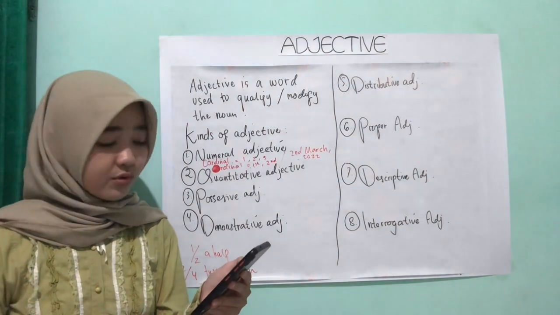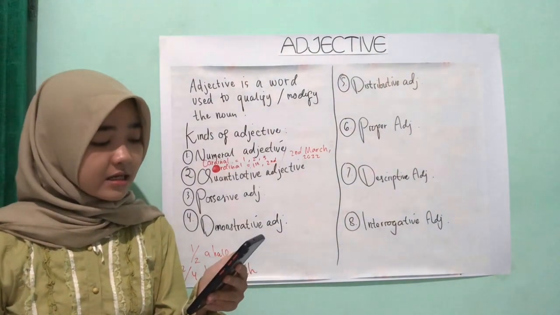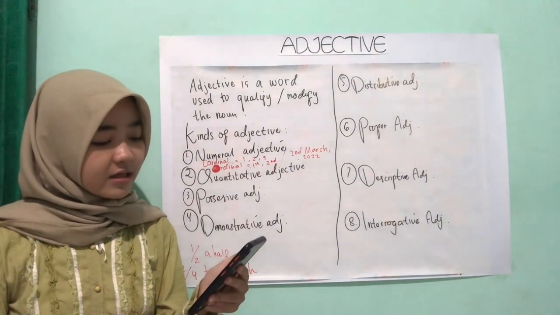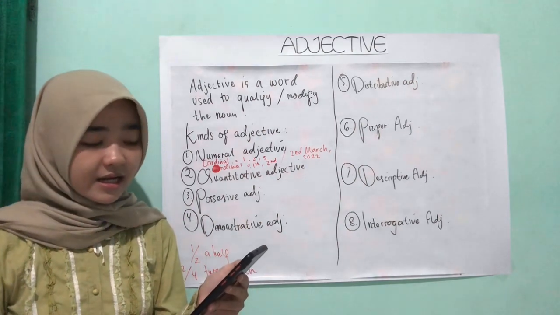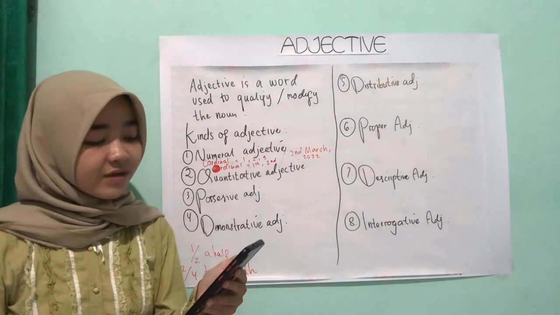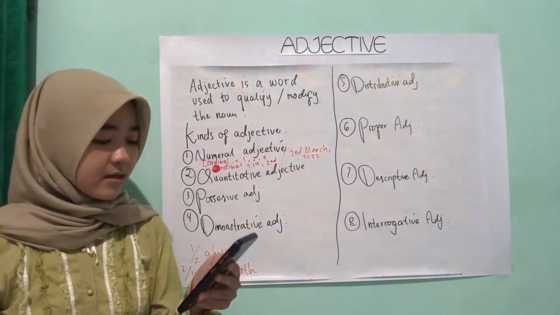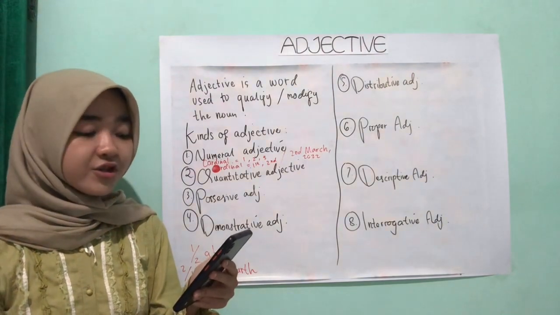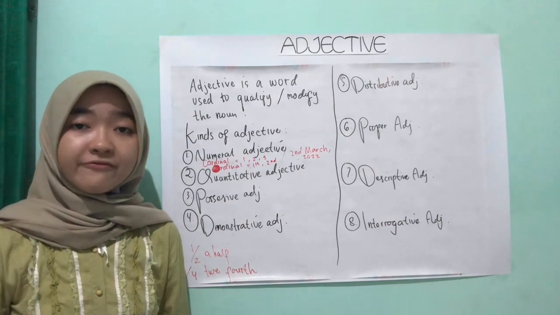I will tell you. A is used if the word begins with a consonant. An is used if the word begins with a vowel sound. The position of demonstrative adjective must be before the noun modified.